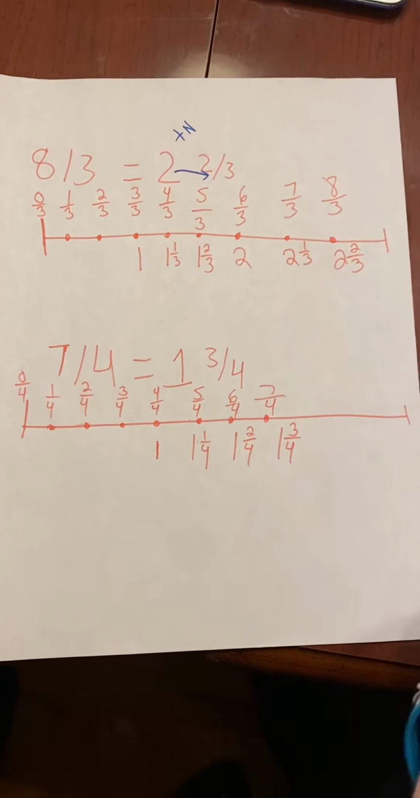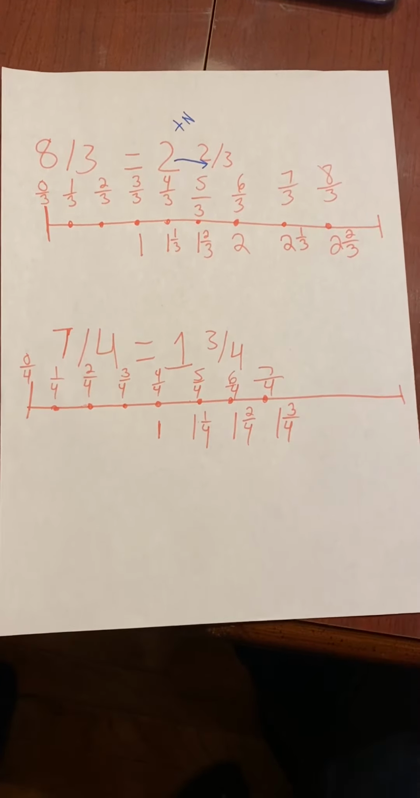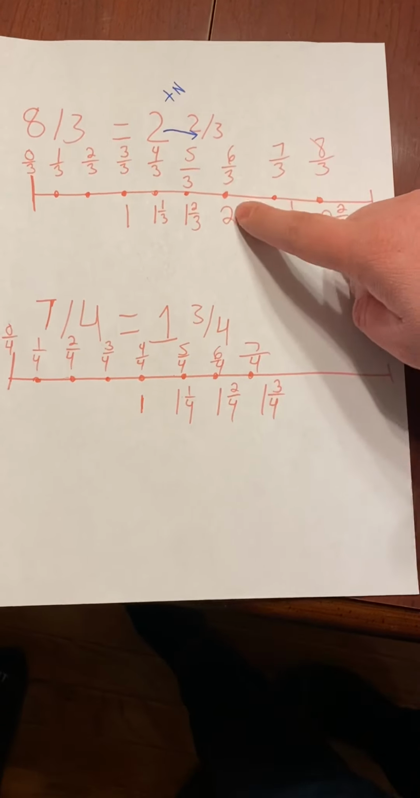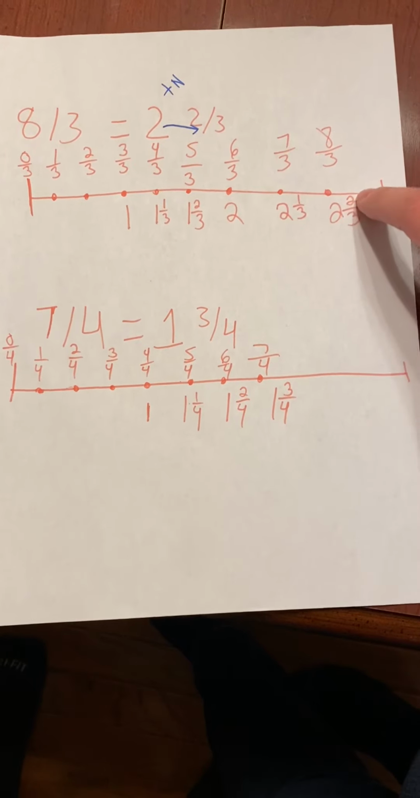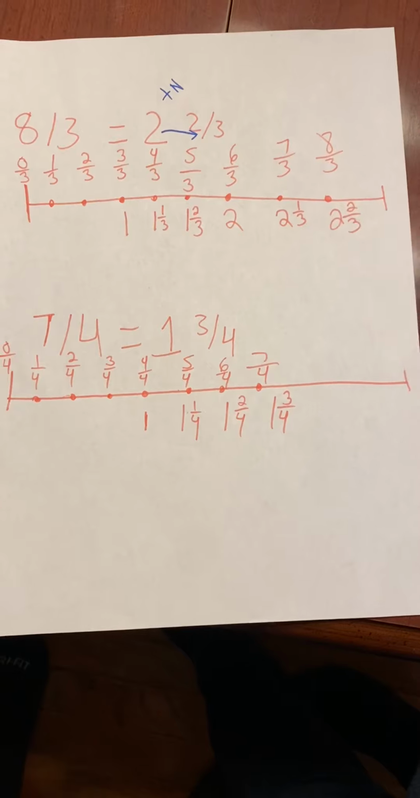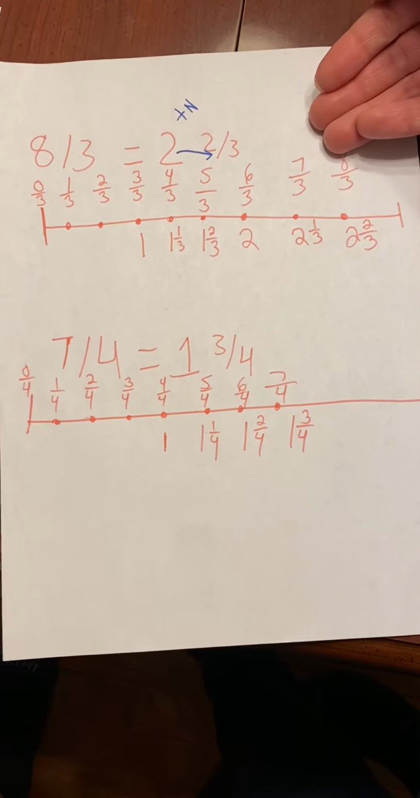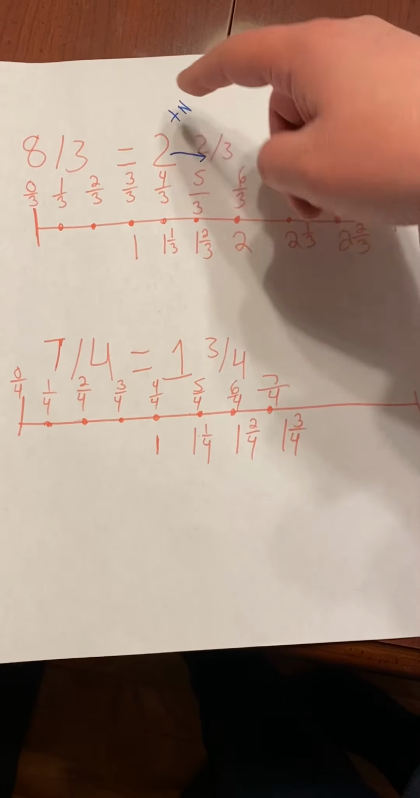2 would be 6 over 3. 7 over 3 is 2 1/3. 8 over 3 is 2 2/3, because you already have 2 wholes and you just need 2 more thirds, 2/3, to make 8 over 3. So that's that number line. And to check it, 2 times 3 is 6, plus 2 is 8 over 3.